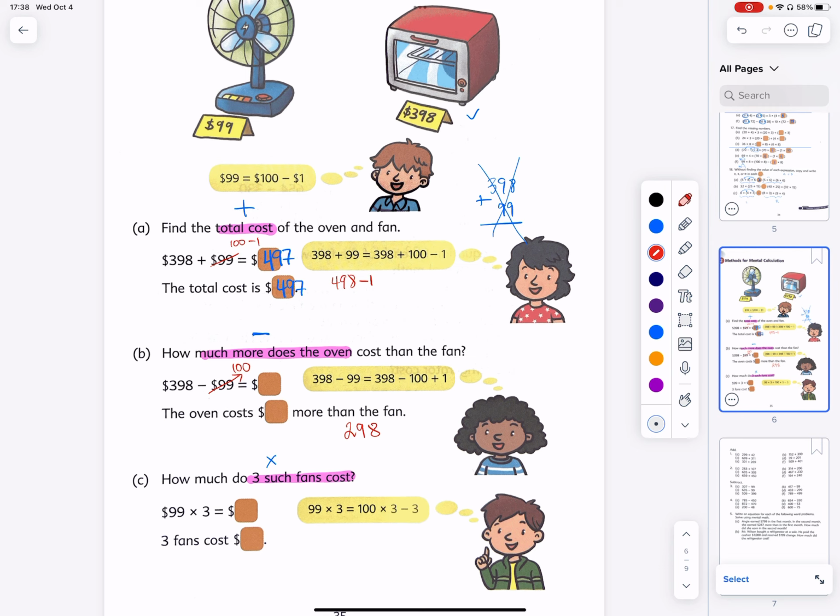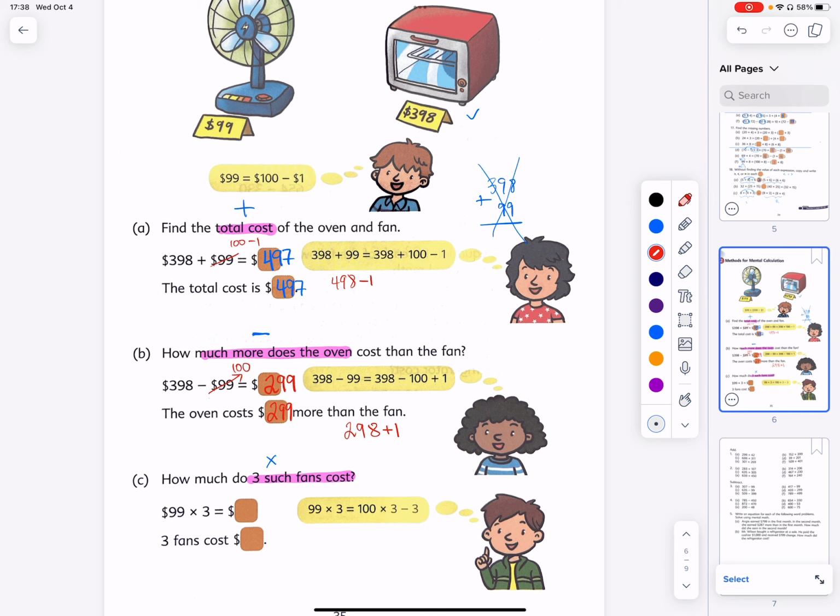But we have to adjust our answer. We subtracted 100, but we only had to subtract 99, which means we subtracted one extra. Let's put it back. 298 plus 1 is 299. The difference between two items is $299. We will cover this again.